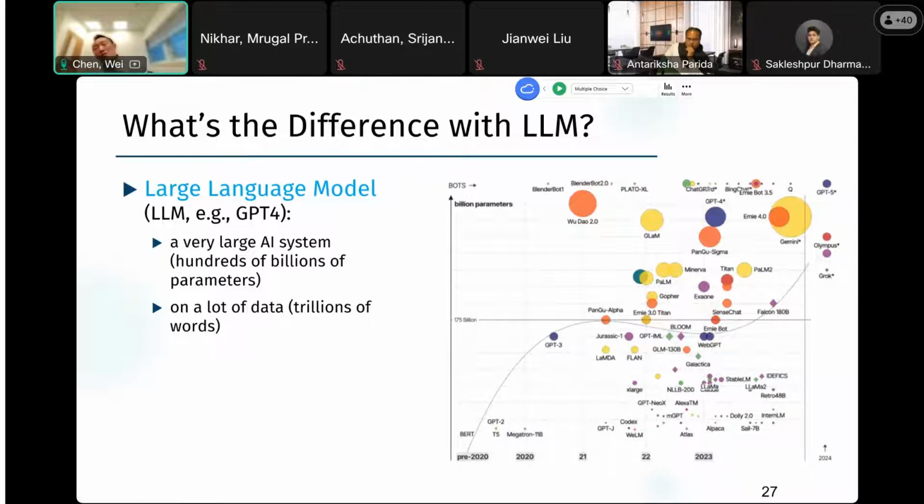But what really made the difference was the size of the data and the size of these models. People found that after you pass a certain threshold of data and parameter size, some capabilities like reasoning emerge once you increase the data or the model size to a certain scale.